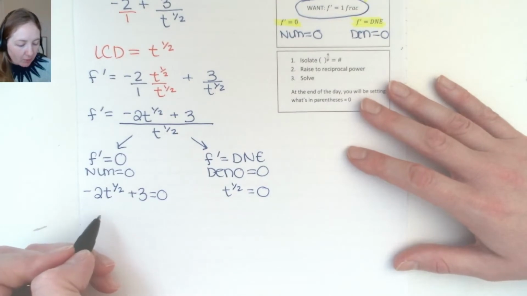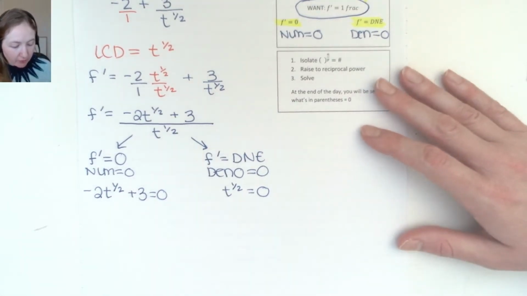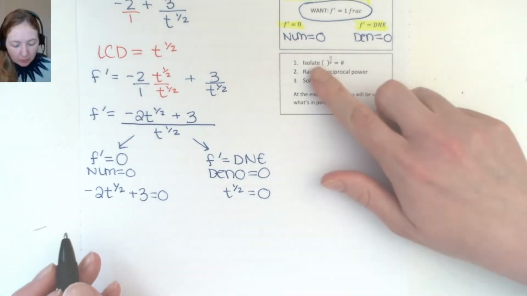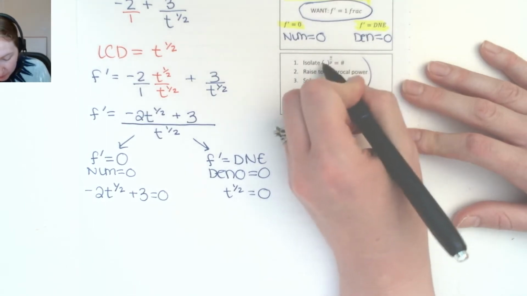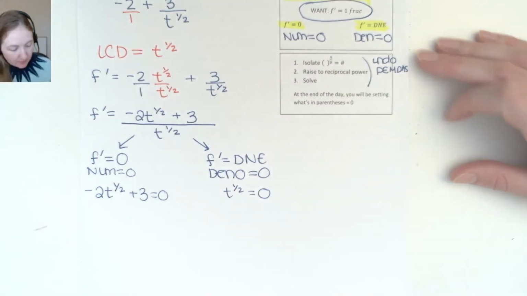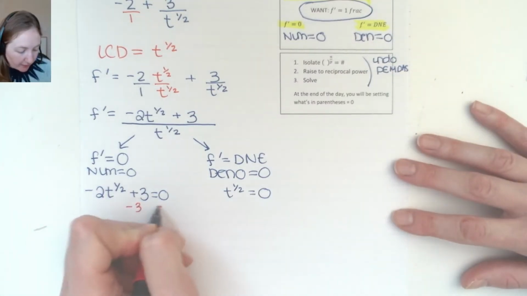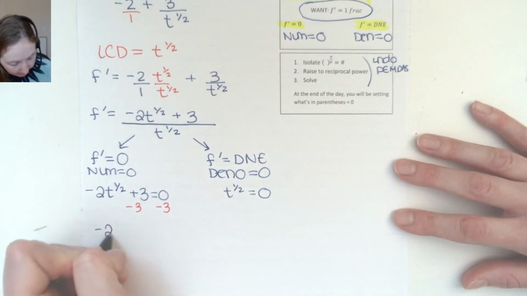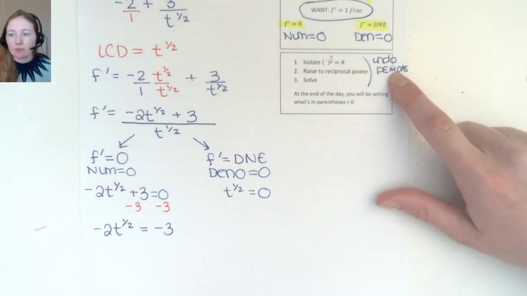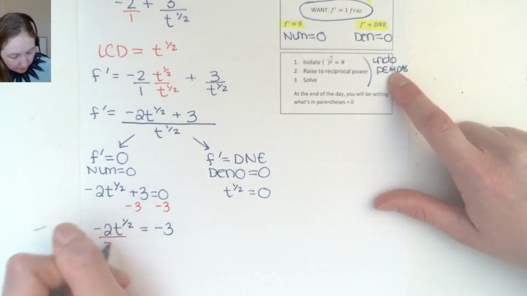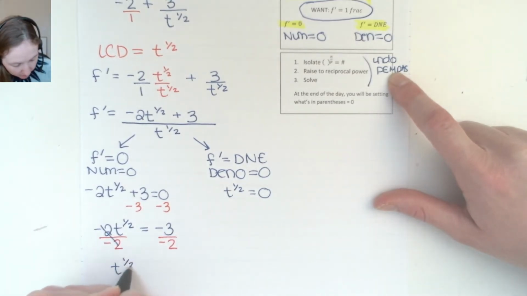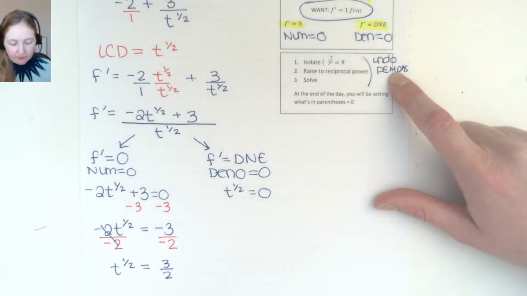All right, so for this first one, remember you really just have an equation where you're trying to undo PEMDAS. So I have this isolate the parentheses to a power, but really think about it as I'm trying to undo PEMDAS. So my first step is going to be to subtract 3 from both sides. Then I'll try to undo the multiplication and division. So I'll divide both sides by -2 and get t to the 1/2 is equal to 3/2.